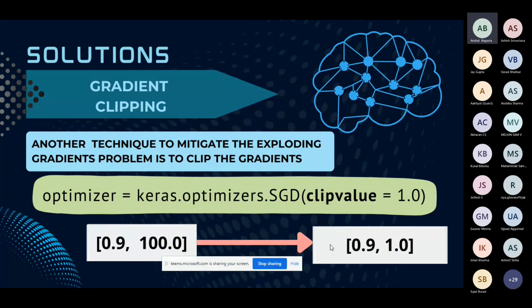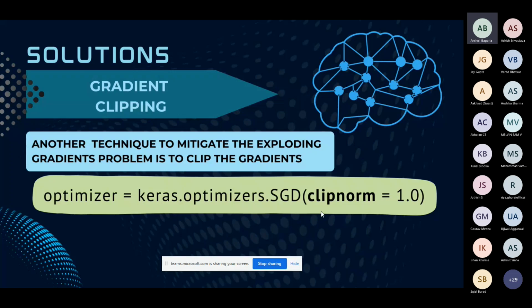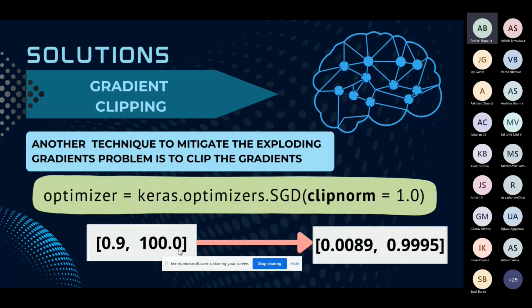But there's a problem here. It will no longer be the same vector. The direction has completely changed. So we modify the solution by using clip norm instead of clip value. Clip norm will reduce both components in the same proportion. So basically (0.9, 100) will turn to (0.0089, 0.995). So it clipped the gradient effectively, and thus we are preserving the orientation as well.